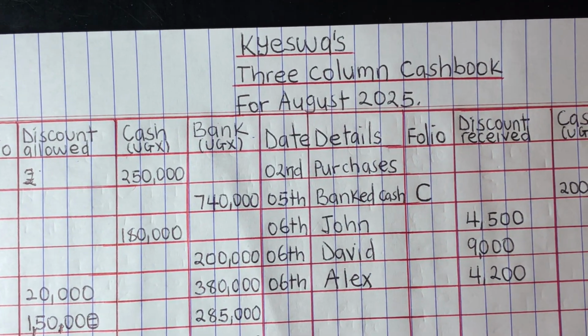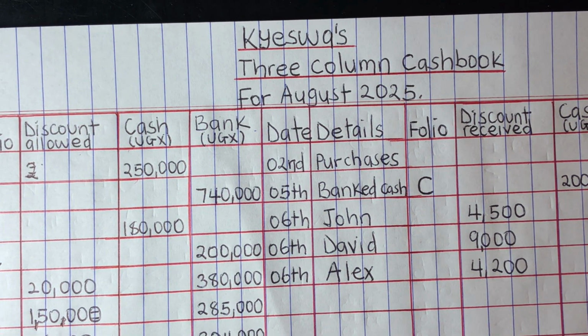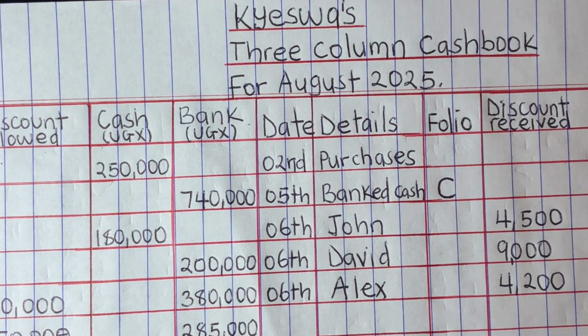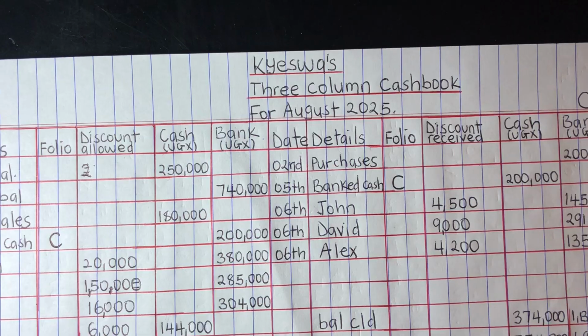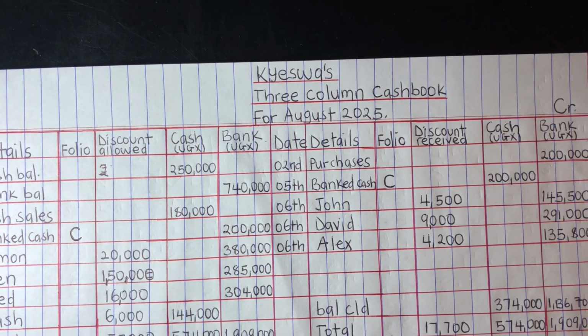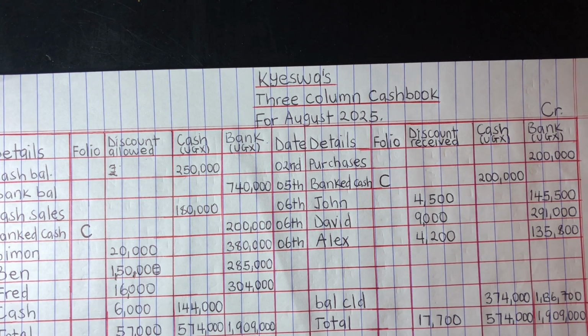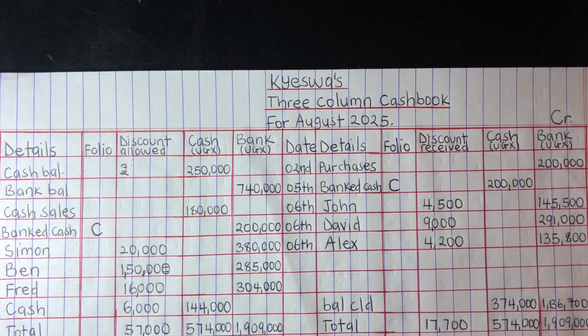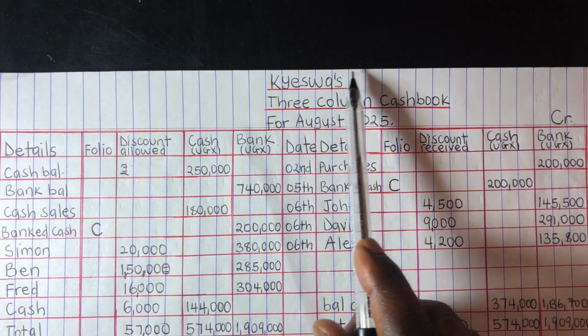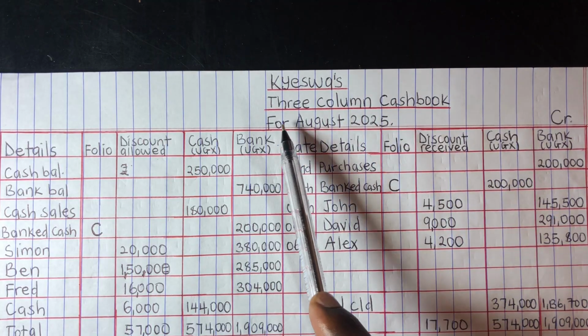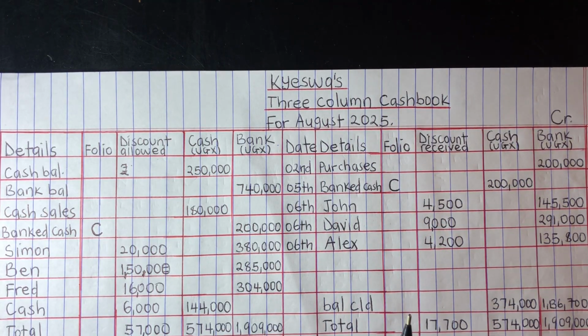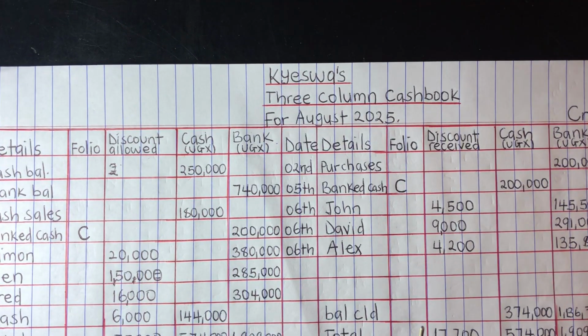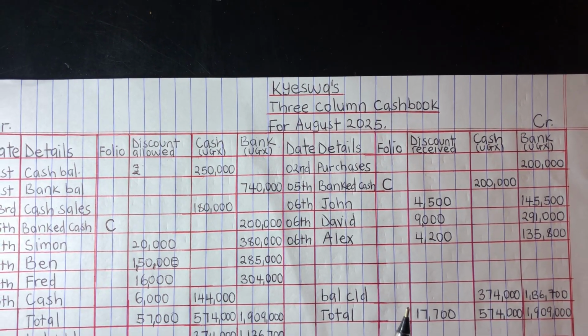I told you that when preparing any cash book, we always write the business name on 3 lines. The question was, prepare Cheswa Enterprises cash book for the month of August 2025. So we begin with the business name, which is Cheswa Enterprises 3-column cash book for August 2025. Write it on 3 lines, always, because it is the order.